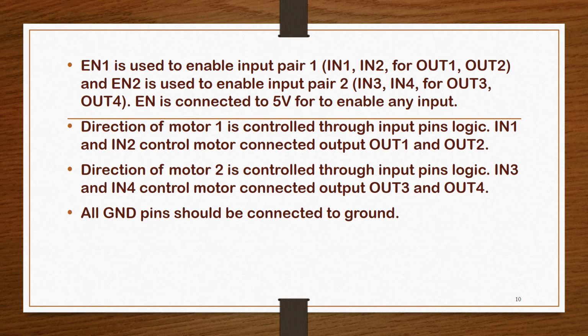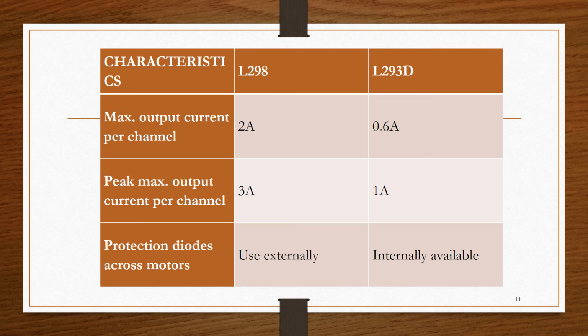Direction of motor 1 is controlled through input pins logic. IN1 and IN2 control the motor connected to output OUT1 and OUT2. Direction of motor 2 is controlled through input pins logic, that is IN3 and IN4 control the motor connected to output OUT3 and OUT4. So all ground pins should be connected to ground. This is a very straightforward operation. It is a kind of current amplifier, and has inbuilt switches.